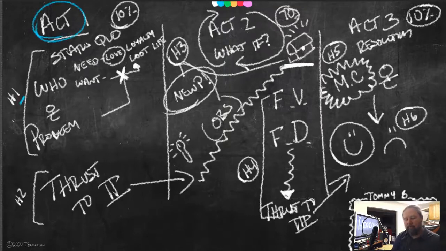Act 1. That's going to be our Hex 1. Hex 1 of Act 1. We are going to establish the status quo. We're going to give the audience a little bit of understanding of what's going on in this story. We're going to introduce the main character, the Who. We're going to give them their need, which most likely is going to be love, but it can be loyalty, loot, and sometimes life, especially if it's a shorter film.